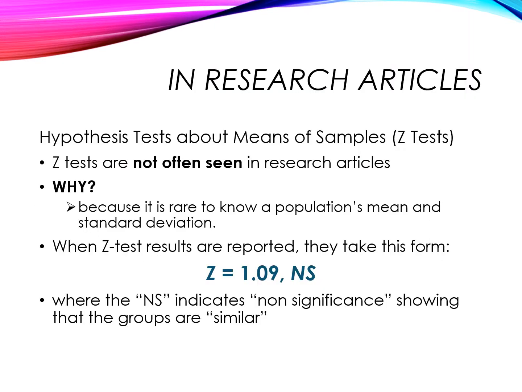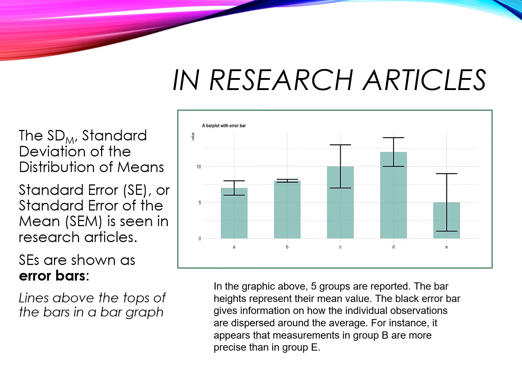Okay, now in research articles, you won't see z-tests very often. Sometimes if you do see them, it will be like this one, z equals 1.09, comma ns, where ns means non-significance. And they do that to show that the groups that they're comparing are similar. So you're not going to see those very often, but sometimes you might. We will sometimes see the standard deviation of the distribution of means used as a standard error, or standard error of the means, and they're shown as the error bars. And the error bars are these lines in a bar graph.